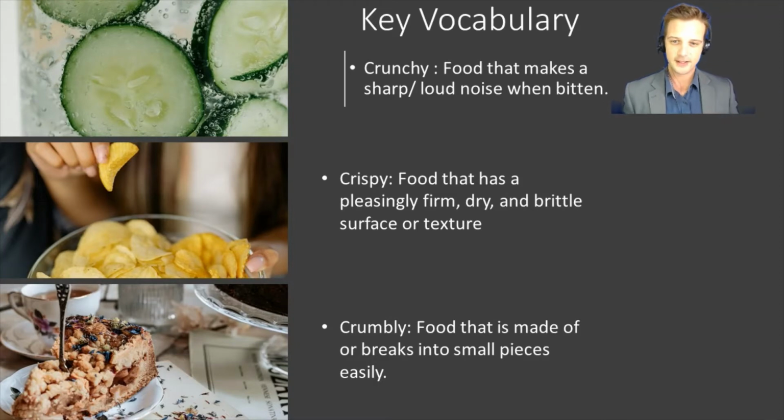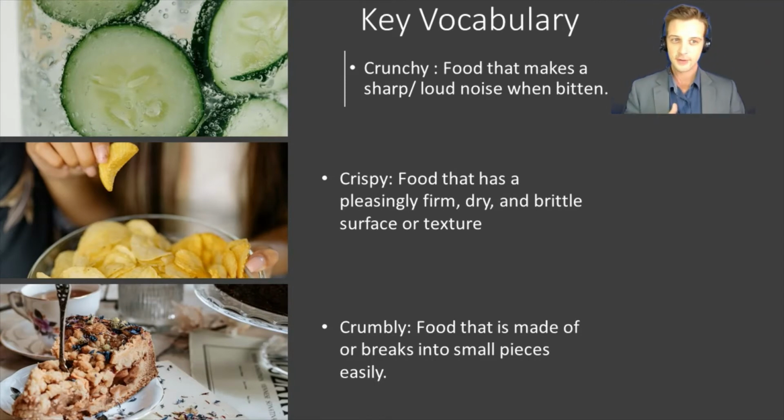Word number 2, crispy. Food that has a pleasingly firm, dry, and brittle surface or texture. I've added some crisps or chips as the picture of crispy food. Try to think of any other crispy food that you've recently eaten.